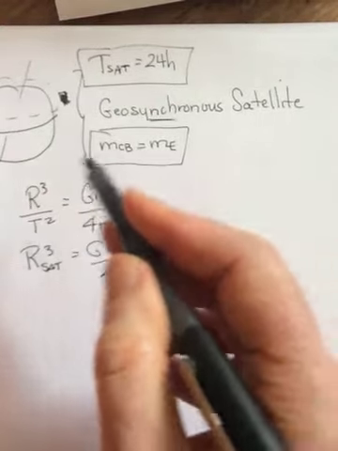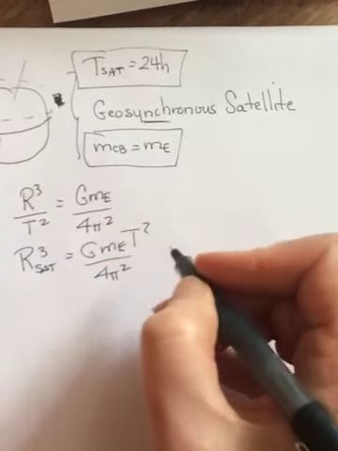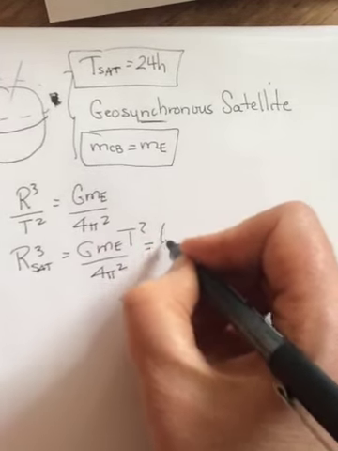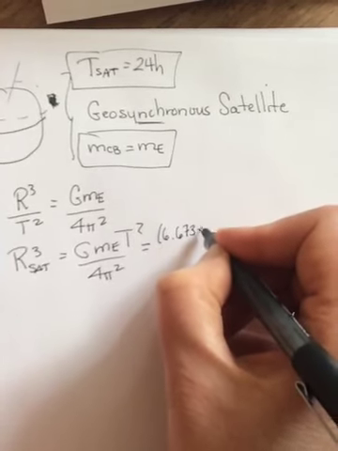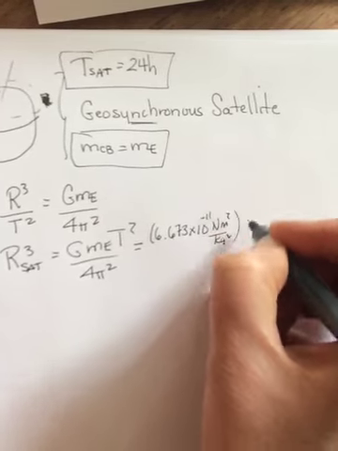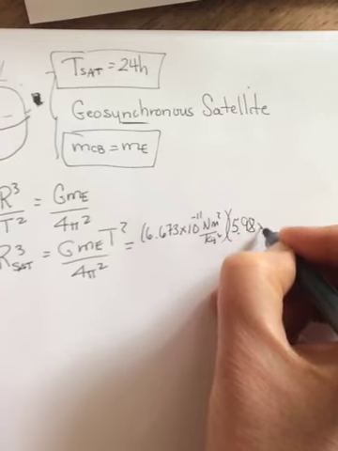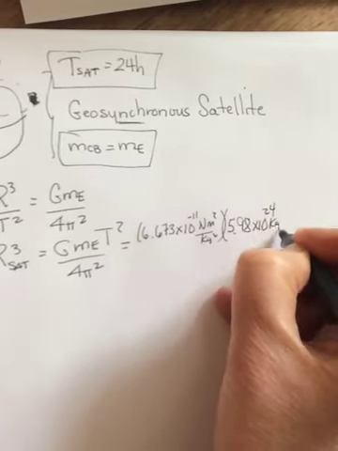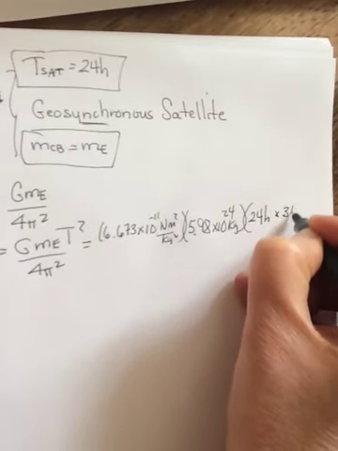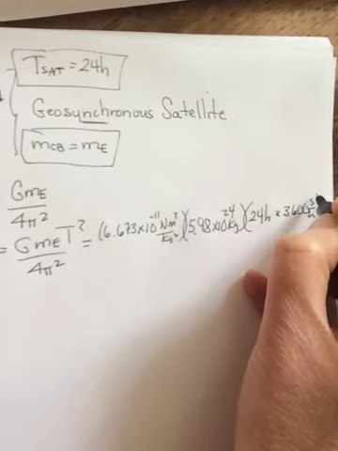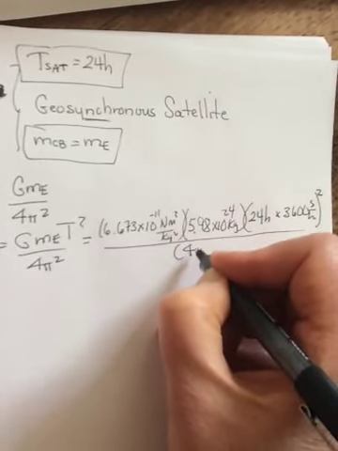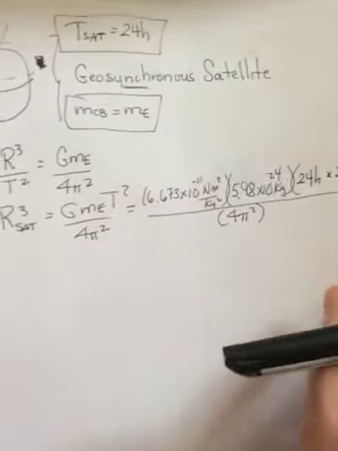So rearranging Newton's version of Kepler's third law for the radius of orbit, we get G, mass of the Earth, T squared over 4 pi squared. So G is 6.673 times 10 to the negative 11 newton meters squared per kilogram squared. Mass of the Earth is 5.98 times 10 to the 24th kilograms. The period is 24 hours, which of course you have to change into seconds, so multiply by 3,600 seconds per hour, and then don't forget to square it, divided by 4 pi squared, which, when you're typing in your calculator, you need to put in brackets.